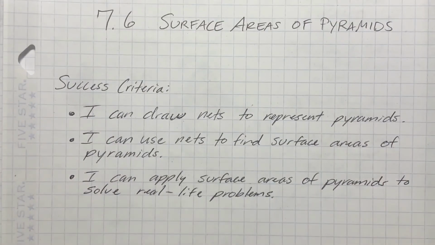So 7.6 surface areas of pyramids. By now, you should be able to draw nets to represent pyramids. You should also be able to use nets to find surface area of pyramids, and again, to apply surface areas of pyramids to solve real-life problems.